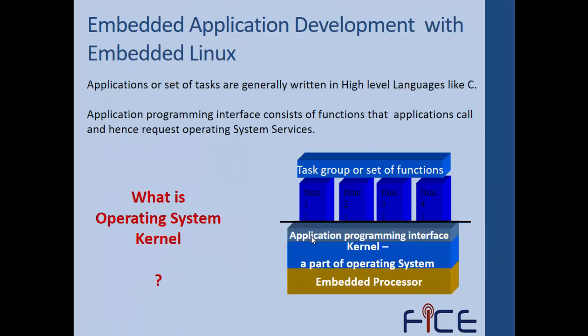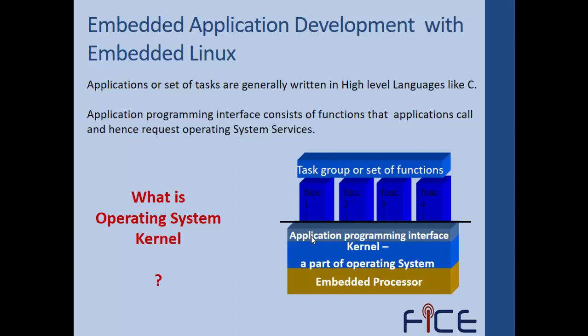Now next is embedded application development with embedded Linux. How does it work with Linux? Applications, or sets of tasks, are generally written in high-level languages like C. Application programming interface APIs consist of functions that applications call, and hence request operating system services.